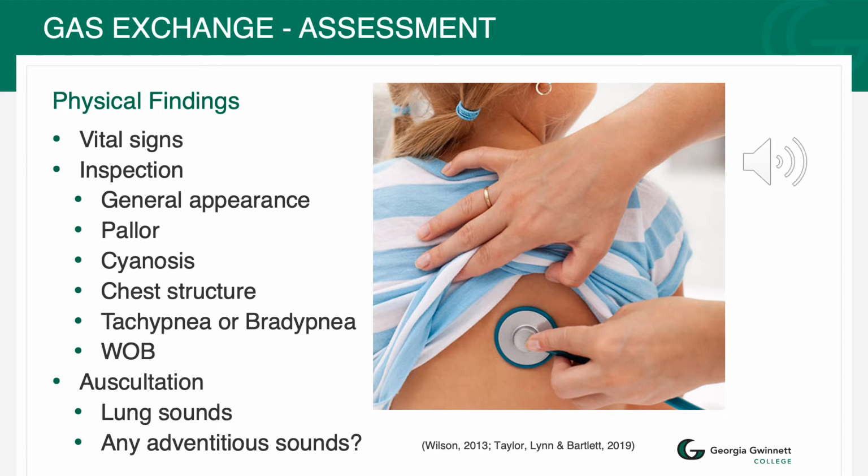So you're looking at them for their general appearance, their general work of breathing. What's their color look like? Are they breathing fast, which is tachypnea? Are they breathing slow, which is bradypnea? WOB is work of breathing. Cyanosis is a late sign of hypoxia, and that is when they have a bluish color to their skin. Pallor tells me that maybe they're not being perfused well, or their oxygenated blood is not getting where it needs to be. And then you're going to put your stethoscope on them and listen to the lung sounds, okay?